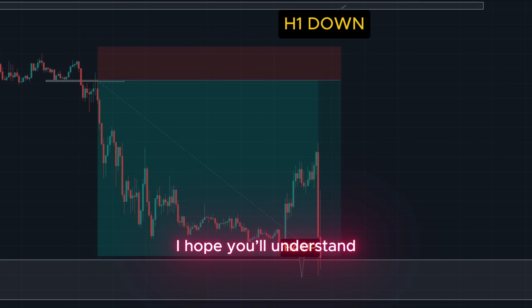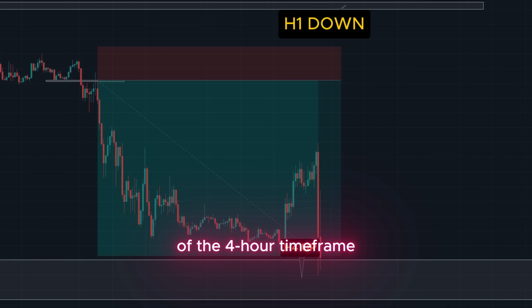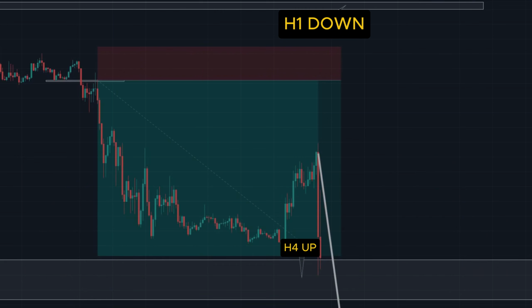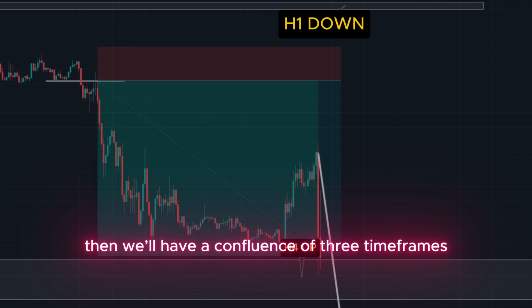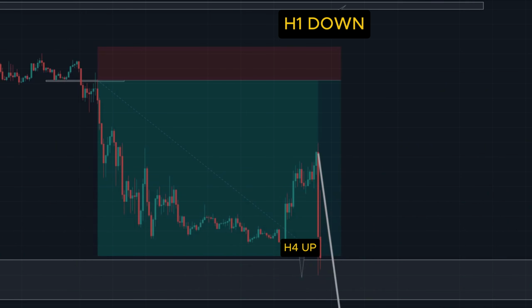I hope you'll understand. Now the price is touching the key level of the 4-hour time frame. At this point, we just wait. The best scenario now is if the price breaks the key level of the 4-hour time frame, then we'll have a confluence of 3 time frames all showing a downtrend, so we'll enter a sell trade in this case.